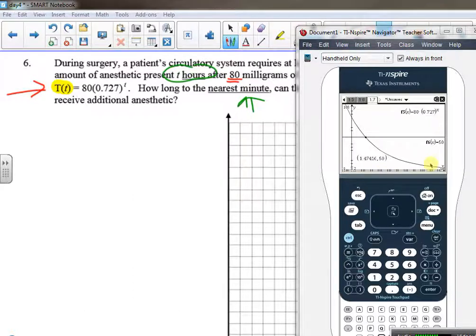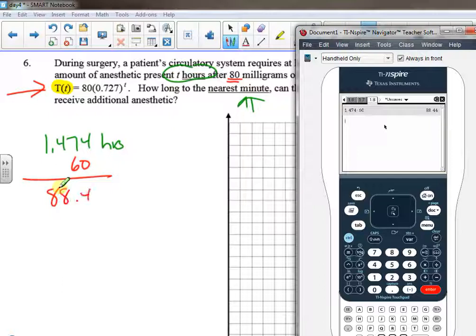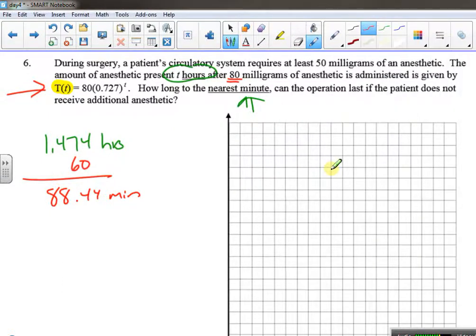first 1.474 hours. But we're going to have to turn that into minutes. So what do we do? We multiply 1.474 hours times 60 minutes, and that'll give us our minutes here. Let me get a calculations page. So 1.474 hours times 60 minutes per hour, and that's going to give us 88.44 minutes. And it says how long to the nearest minute, so we can round that off to 88 minutes.